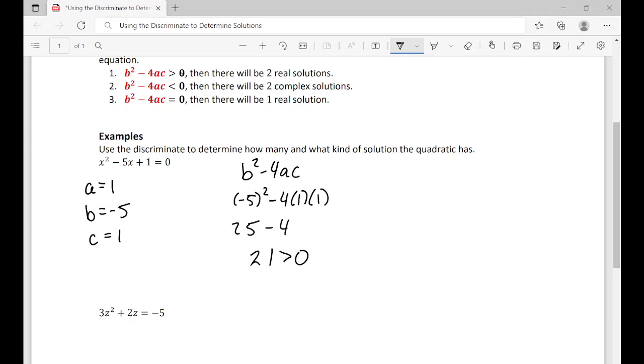And since it is greater than 0, since it is positive, we can say that there are two real solutions. What are those solutions? No idea. You would use the quadratic formula to figure that out, but all we're doing here is using the discriminant to determine how many, which there are two, and what kind of solution the quadratic has, which they are real.